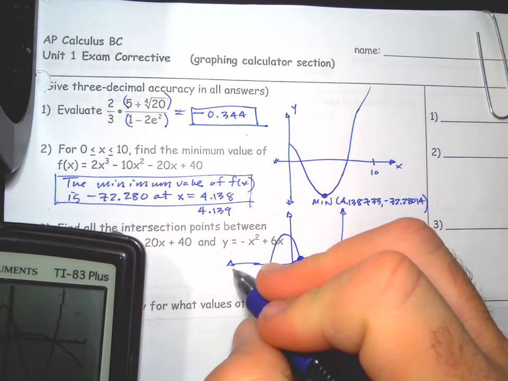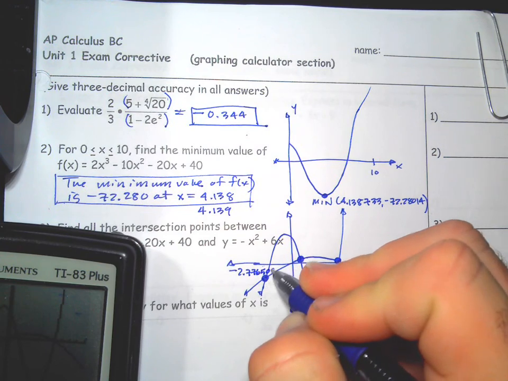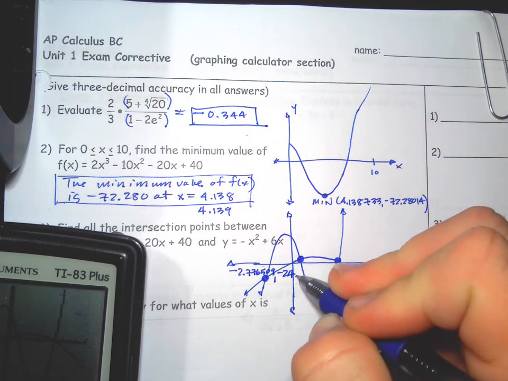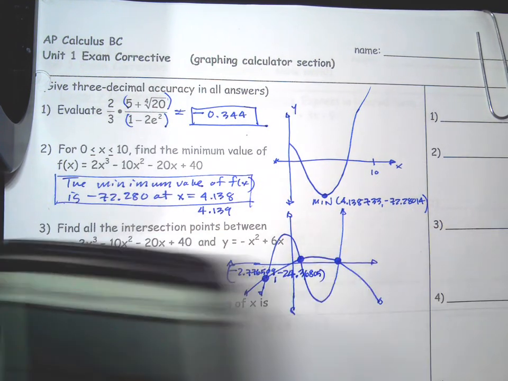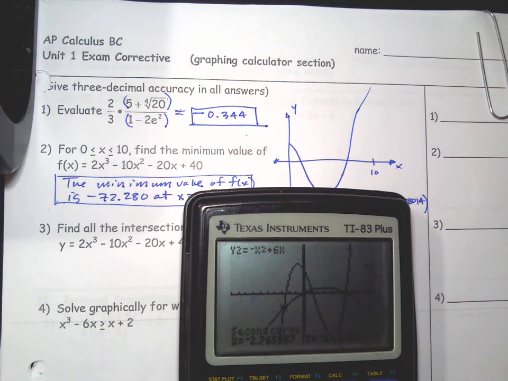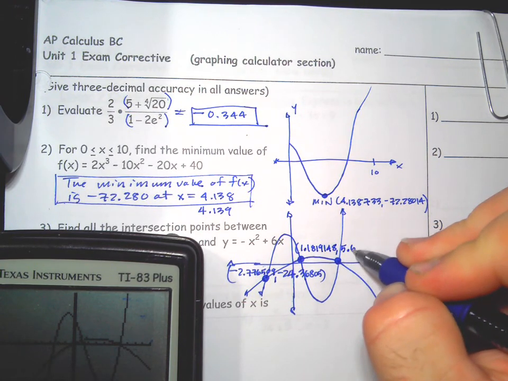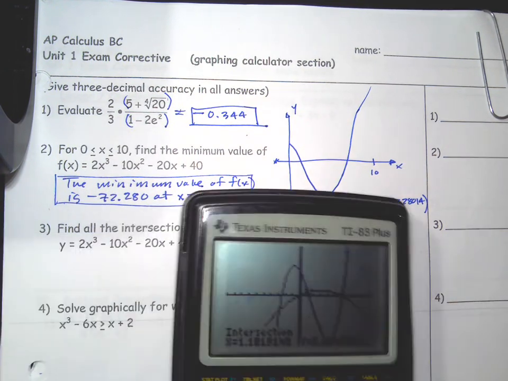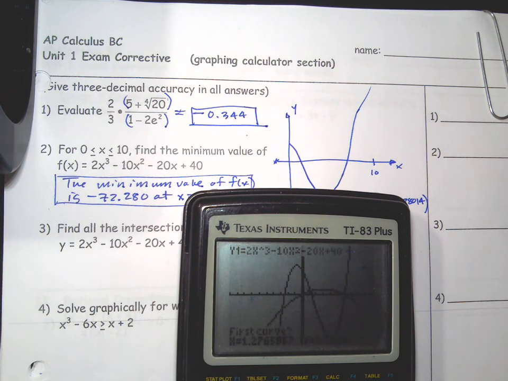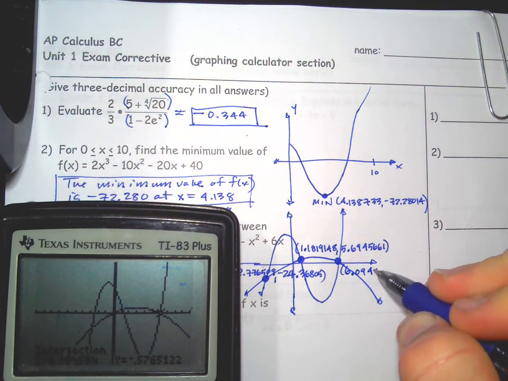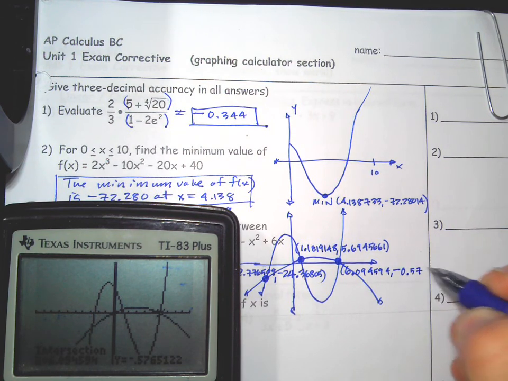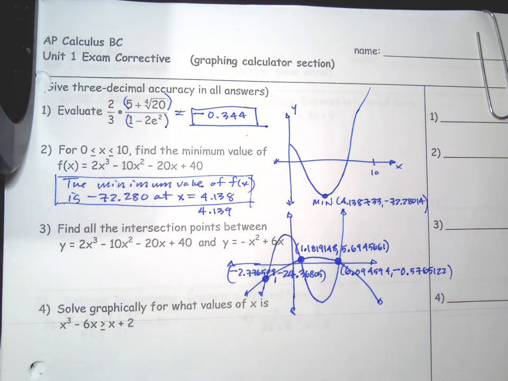And so that one is -2.776509, -24.36805. So you calculate, number 5 intersect, first curve, second curve. Looks like there's one around x equals 1. That gives 1.18198148, 5.6945661. Second calculate, number 5 intersect, first curve, second curve, with a guess around 6. That gives 6.094594, -0.576512. All right, so then we'll write our answers down.